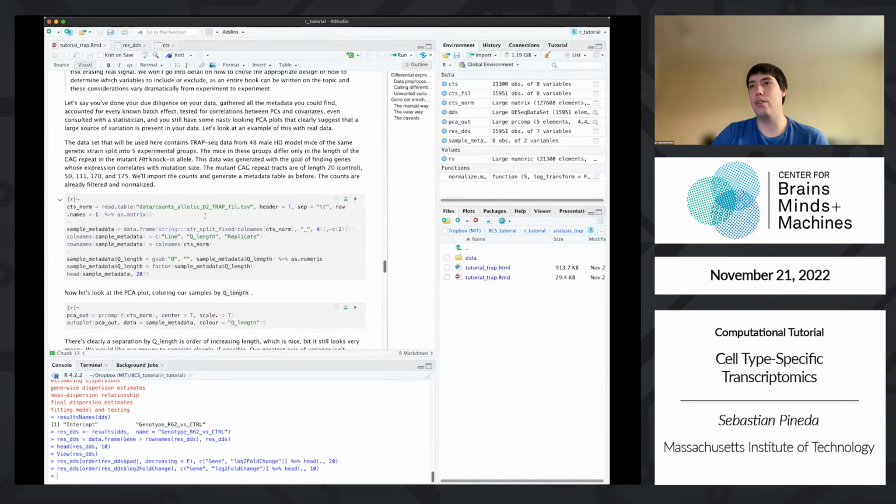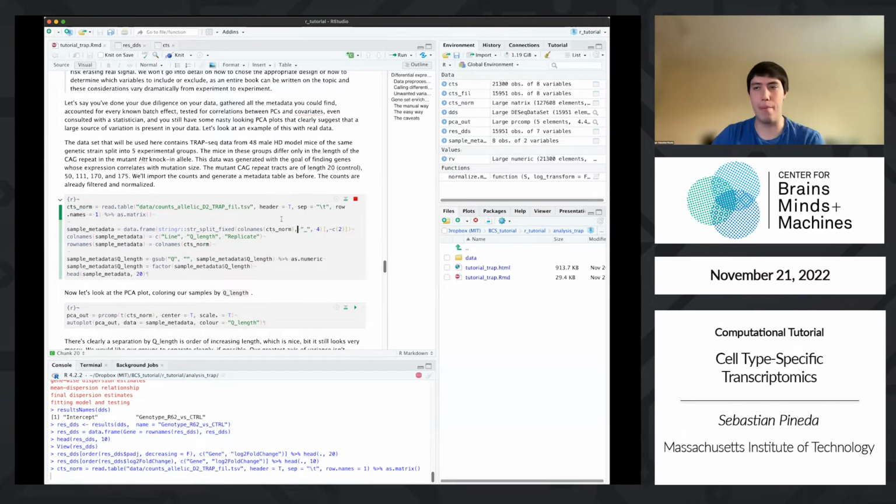One is, we have a data set here. So is it already loaded? It's probably not loaded. I'm just going to load it real quick.